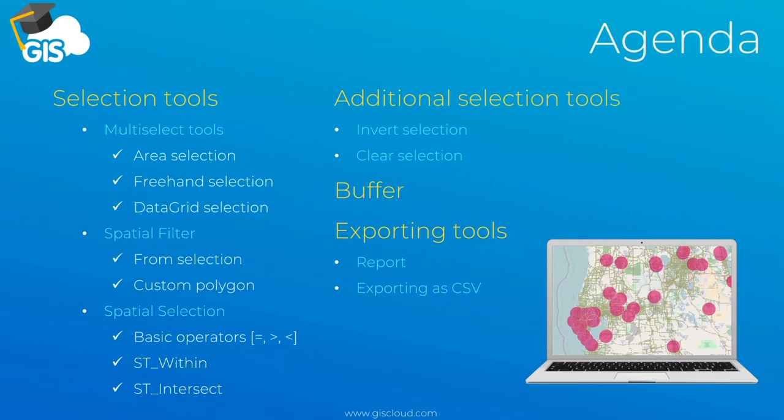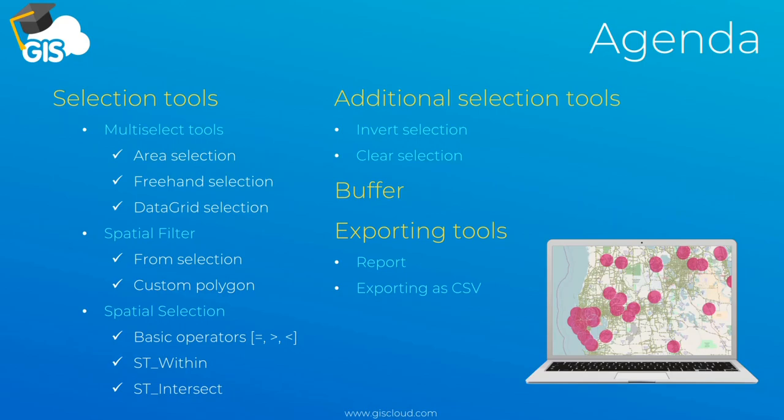Before we go any further, we wanted to go over the agenda for today, and as you can see, we will cover quite a few topics. So the main idea of this video is that you get a better understanding of how you can select the exact features you need, analyze them, and export the data you filtered out. We will cover all of our selection tools, from the simplest multi-select tools, which you can use to select the features simply by clicking on the map, to spatial filter, which you can use to select the features by an already selected polygon or even custom-made polygons. However, our main focus in the selection tools part will be the spatial selection.